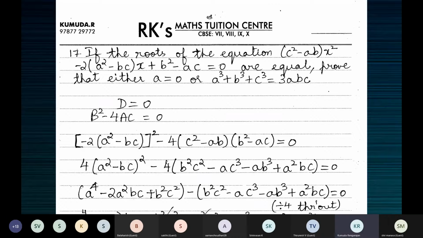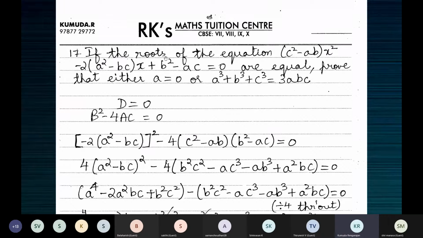Now this one, children. Again, a quadratic equation in the standard form. You can see the x square term, the x term and the constant. If the roots of this equation are equal, that means d is 0, then prove that either a is equal to 0 or a cube plus b cube plus c cube is equal to 3abc.